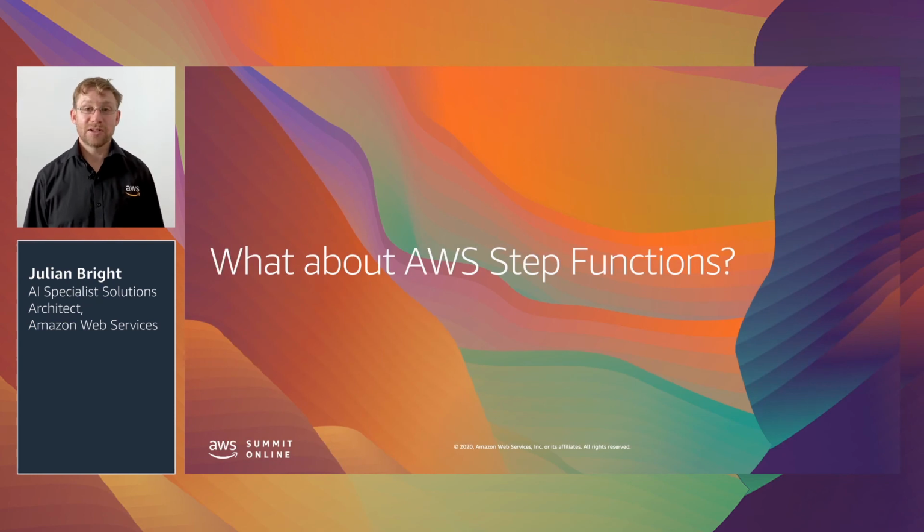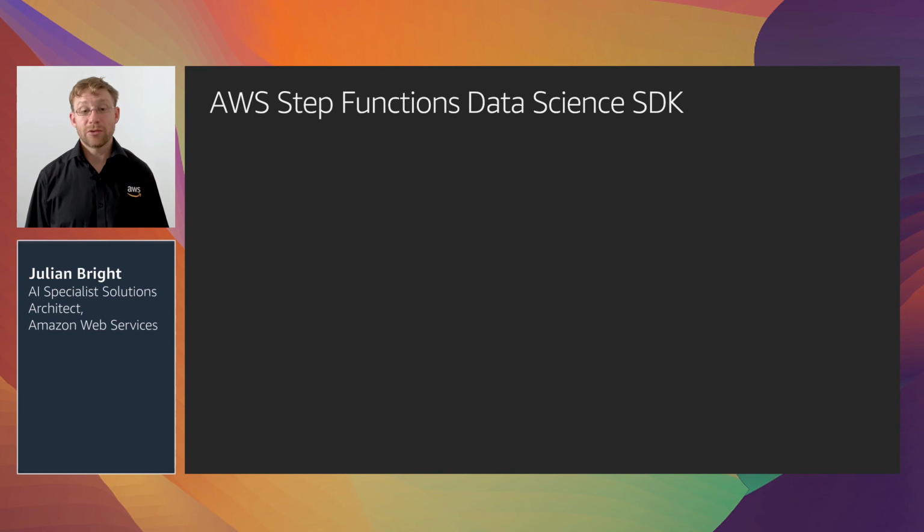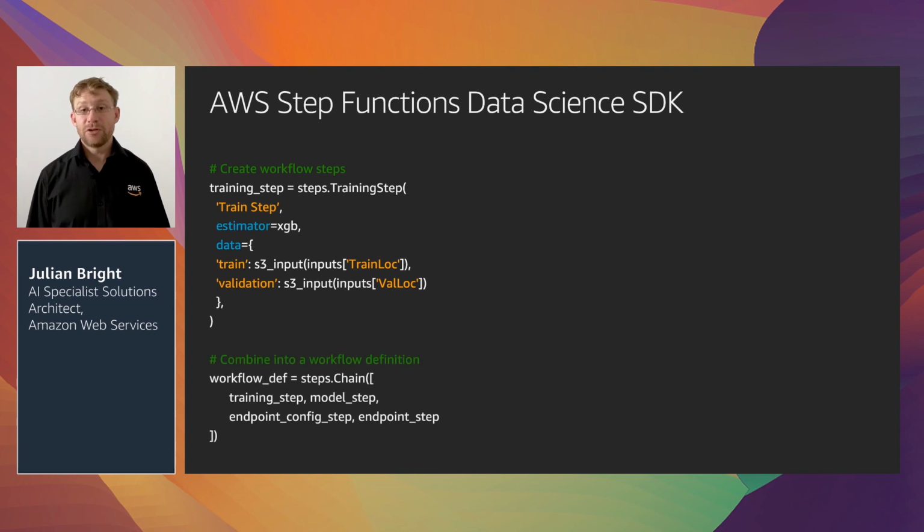So what about AWS Step Functions? Well, here's an example of an AWS Step Functions workflow. It's quite similar insofar as you can create a training step, deploy an endpoint, and create that endpoint. These steps are all sequential, and they can be set up simply through the use of some Python code and the AWS Data Science SDK. Here's an example of creating a training step where you pass in the estimator code, some data inputs, then you chain these steps together to ultimately deploy that real-time endpoint.